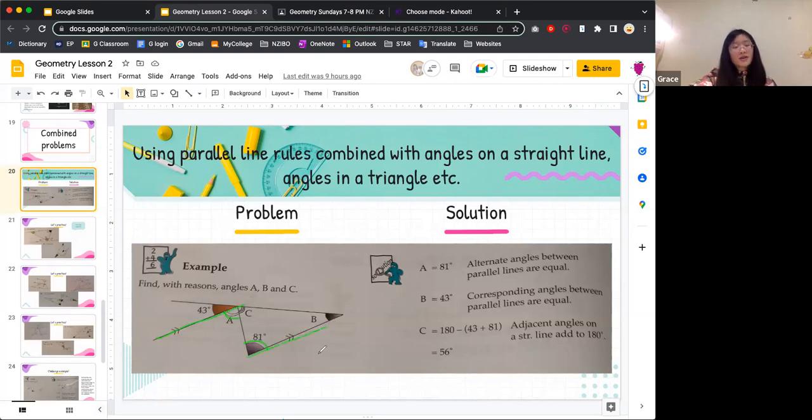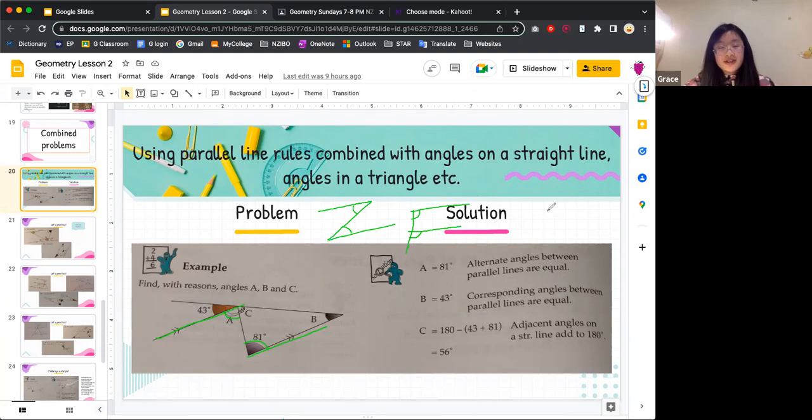By the way, a good way to remember the shapes of alternate, corresponding, and cointerior angles: alternate is shaped like a Z, because you've got these two angles like that. Then corresponding is shaped like an F. You've got these two corresponding angles like that, so that's like an F.